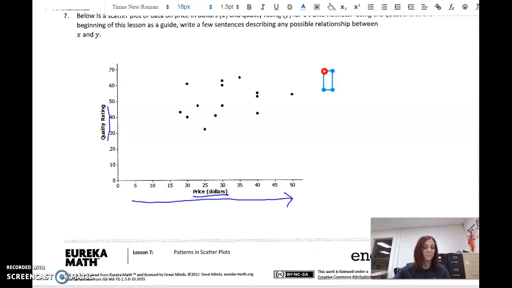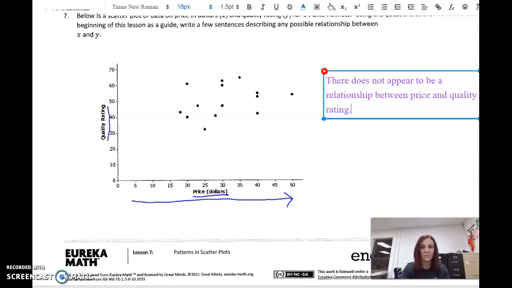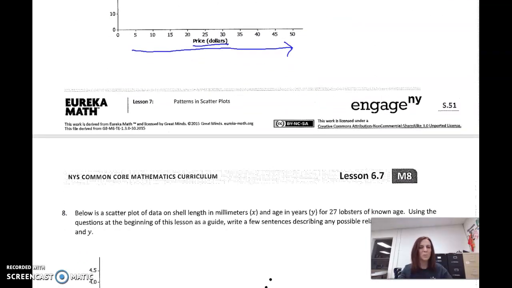So let's say that. There does not appear to be a relationship between, and I always say what we're talking about here, our data, price and quality rating. It's weird. Sometimes math isn't about numbers, right? We're doing a lot more writing than we are anything with numbers. Okay, two more examples, please.